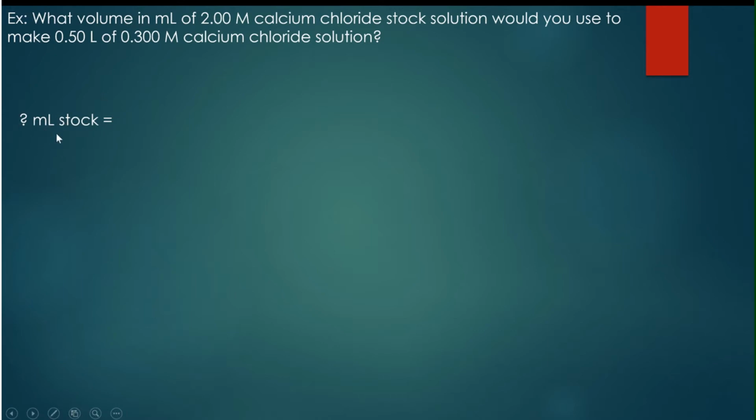All right, so we're looking for a volume of stock solution. So how much stock solution, they want it in milliliters, they did specify that, to make a 0.5 liter dilution.